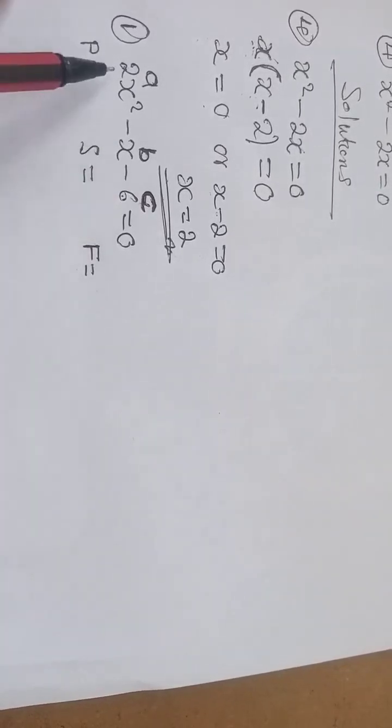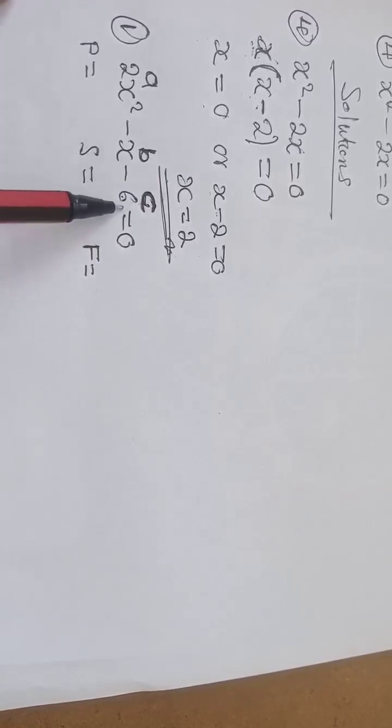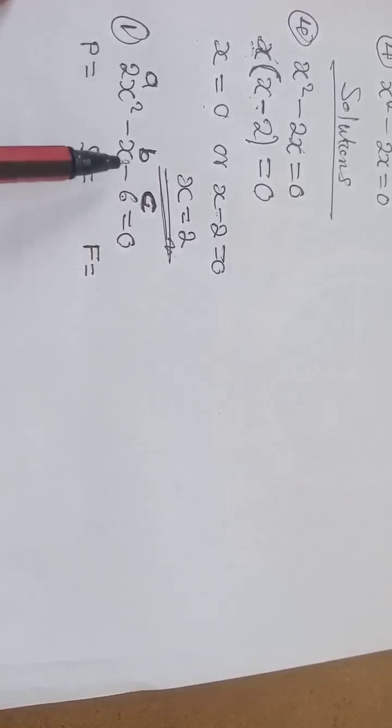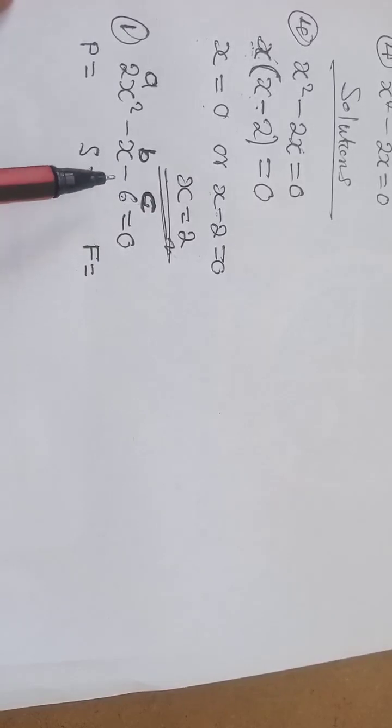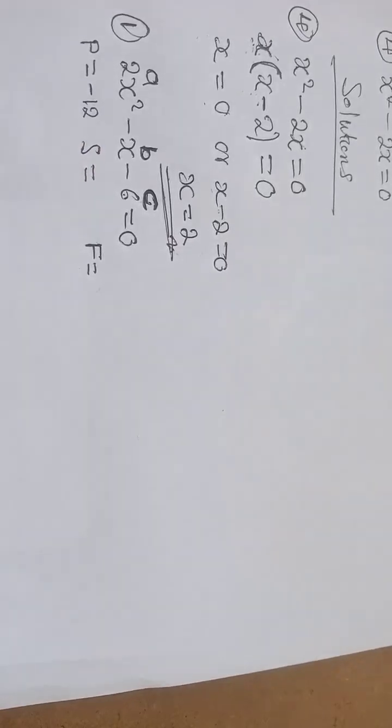So what I mean is you multiply these two by -6. So 2 times -6, what is the answer? The answer is -12.